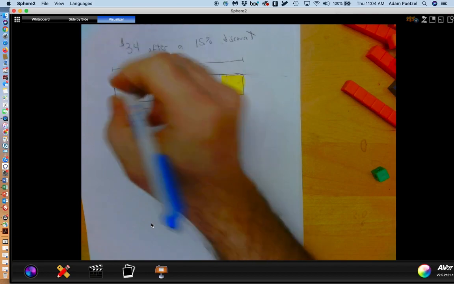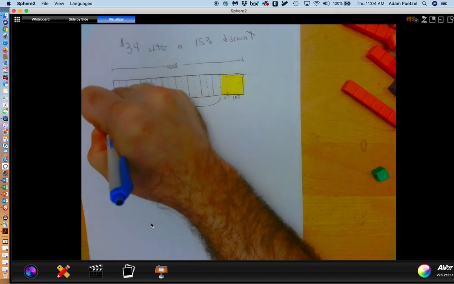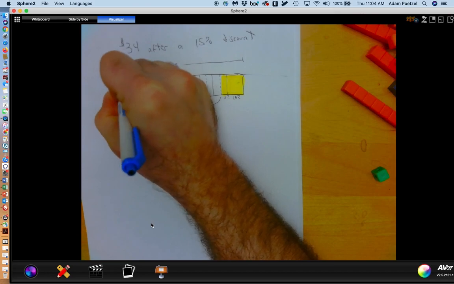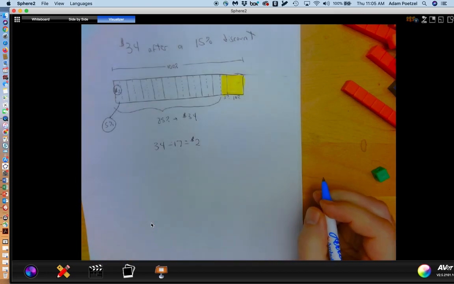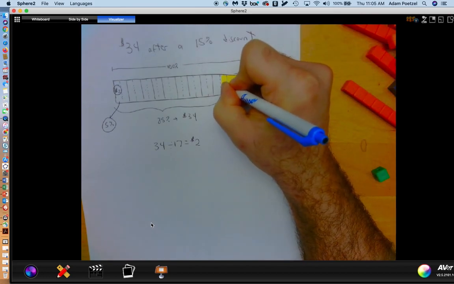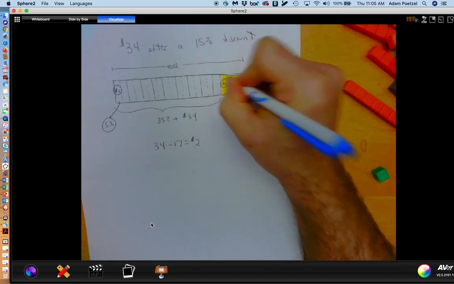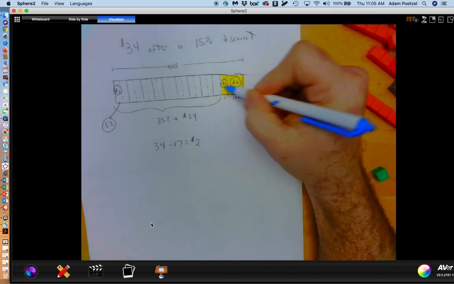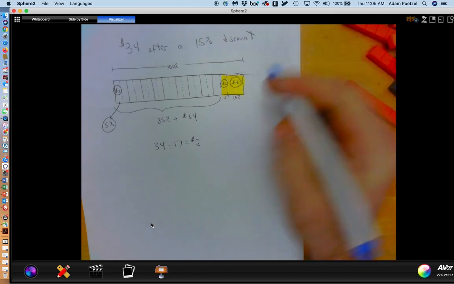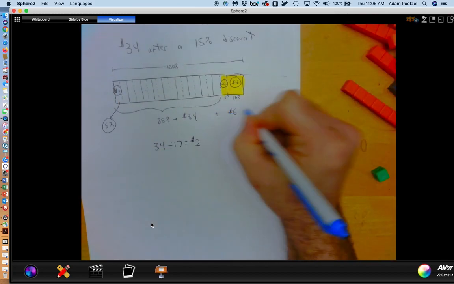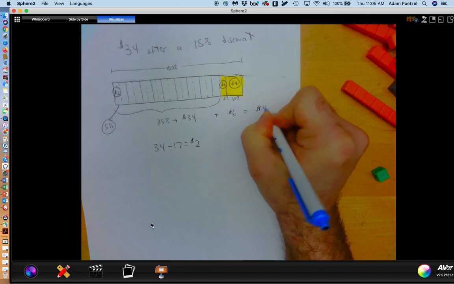So each of these 5% pieces would be $2. Yeah. So again, going over here, we know that this 5% here would be $2, and that means 10% would be $4. So ultimately, we saved $6. So altogether, if we put that in there, 34 plus 6 should be $40.